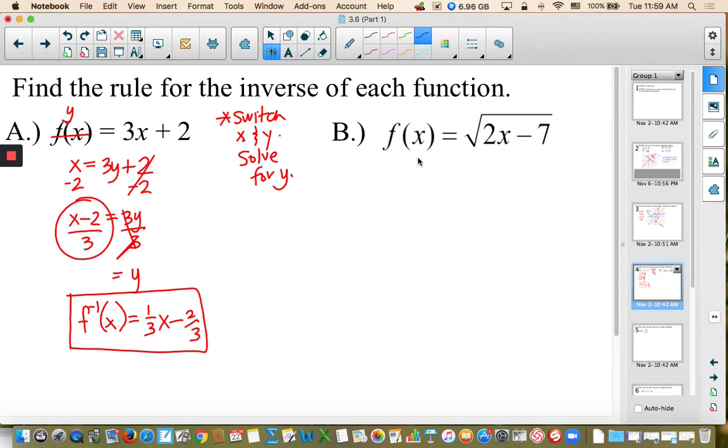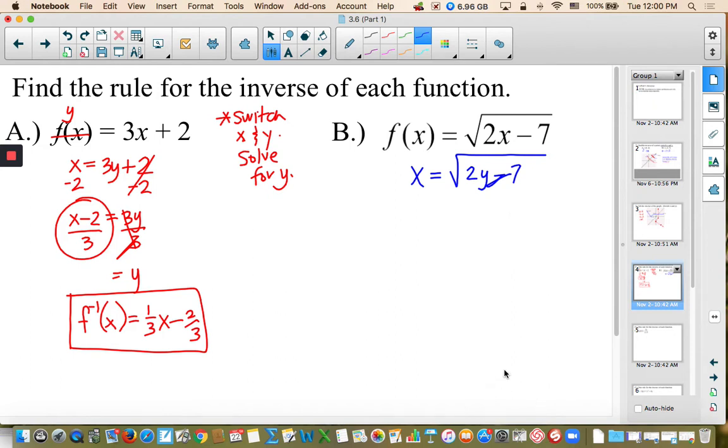And I will do it right here. So this is my y. So I'm going to switch the x and the y. So y equals, oops, I didn't switch them. Switch the x and the y. So x equals the square root of 2y minus 7.